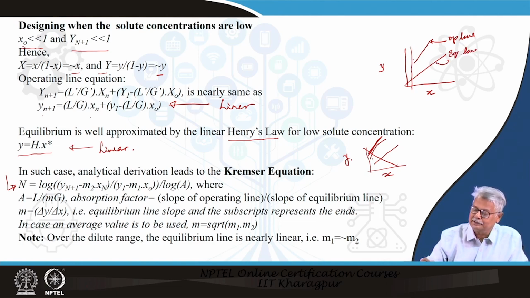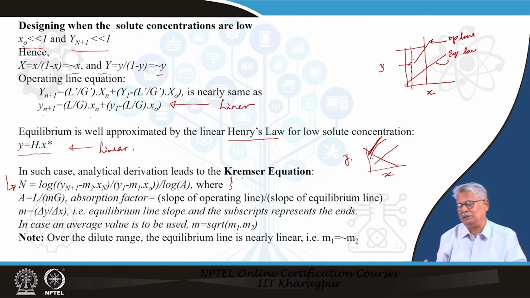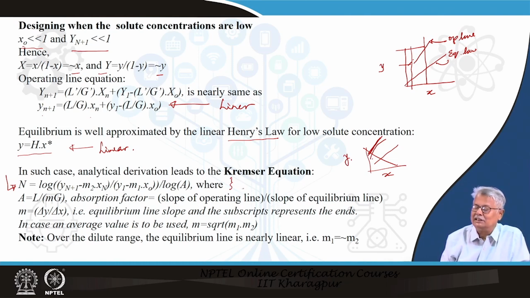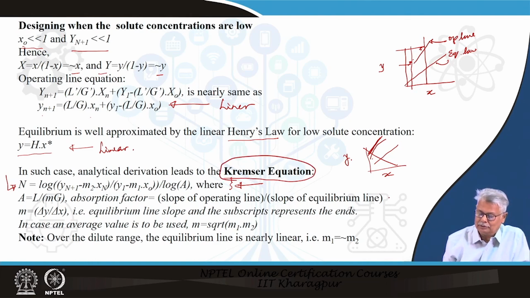Now when you have to go from x0 to x1, x0 to xn, the value of y has to go from here to here. The number of steps can be numerically, in fact geometrically, found out, or rather it is nothing but having an analytical expression for this particular geometry, of how many steps are really required in order to go from this point to this point. So what we find here is the expression is this, and this is called the Kremser equation. It is a very famous equation which is based on the linearity of the equilibrium line as well as the operating line.